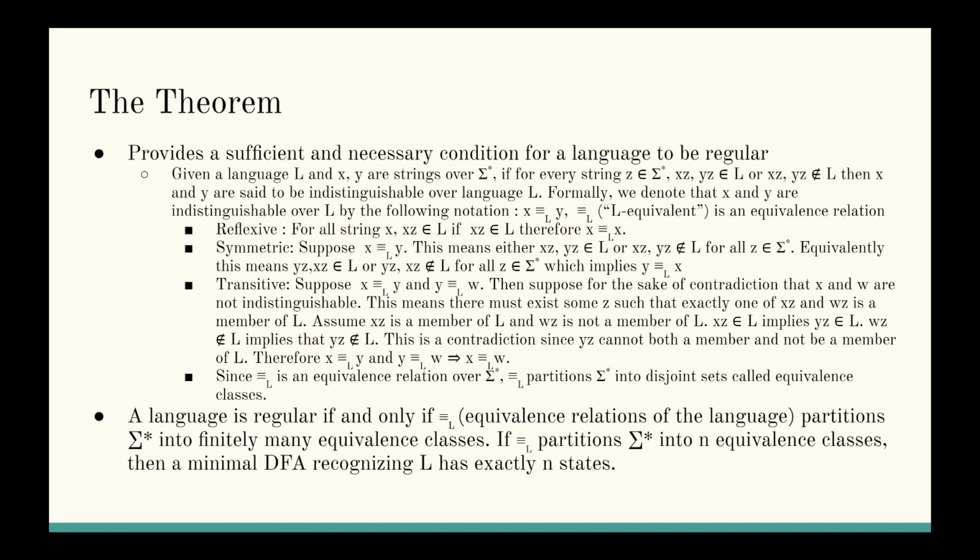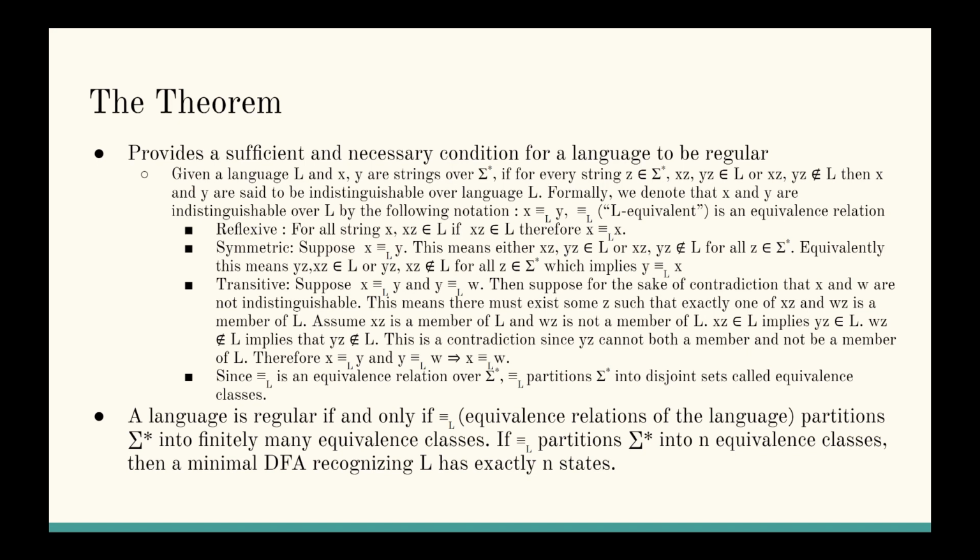And the last property is transitive. If X is L equivalent to Y and Y is L equivalent to W, then X is L equivalent to W. So these are the three properties of the L equivalence relation that imply that sigma star is partitioned into disjoint sets called equivalence classes. In other words, strings that are L equivalent belong to the same equivalence class.